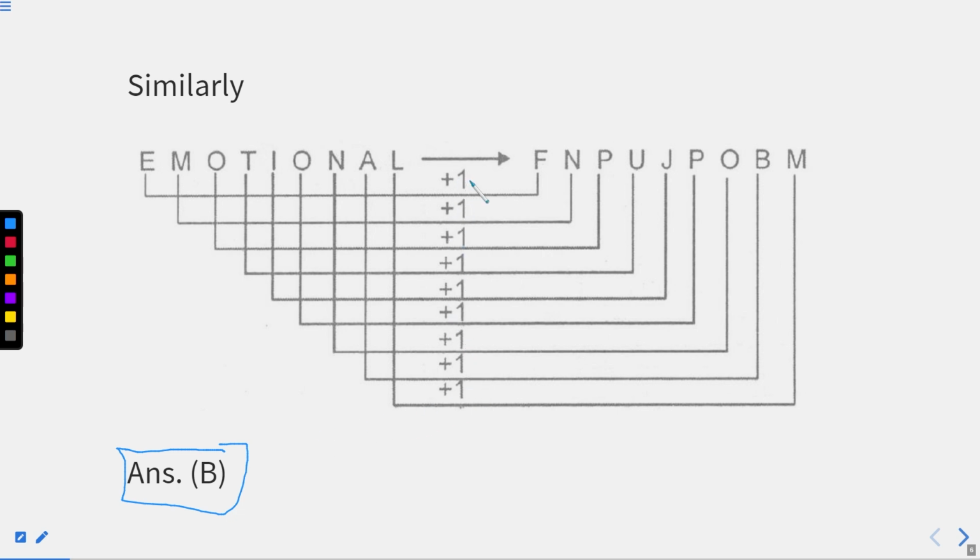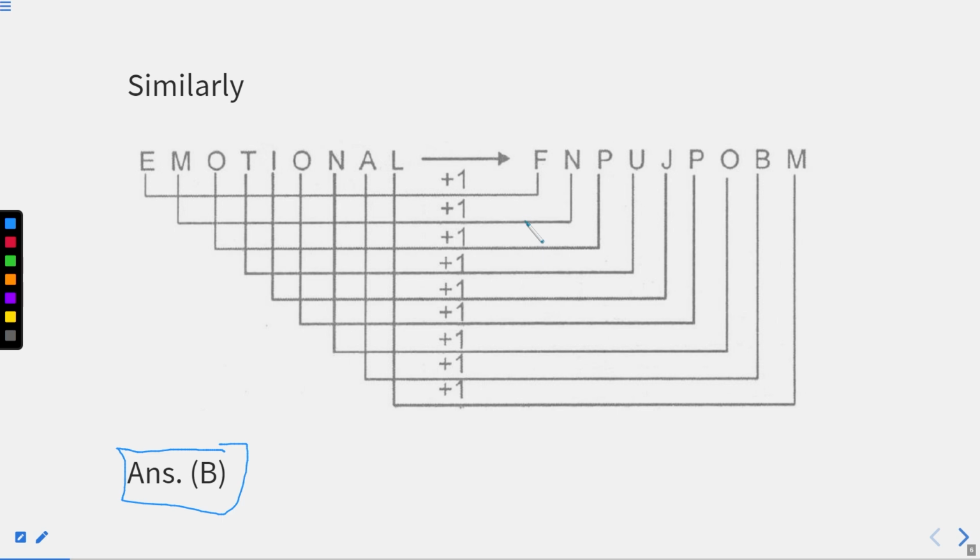The only thing they are doing here is moving a step forward in the alphabet. After E we have F, after M we have N, after O we have P. In the similar manner, they have coded the complete word emotional. I hope this concept is very clear to each and everyone.